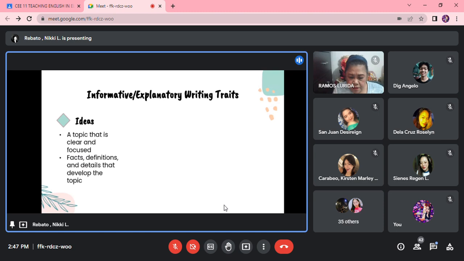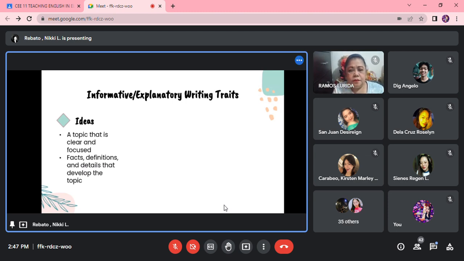Writers develop their topic by adding information that explains and supports the big idea. This means using facts, details, and definitions to give our readers more information about the topic. The topic is the big idea that the text is all about. For example, if you're reading an essay about the ladybug, the topic will be the ladybug.